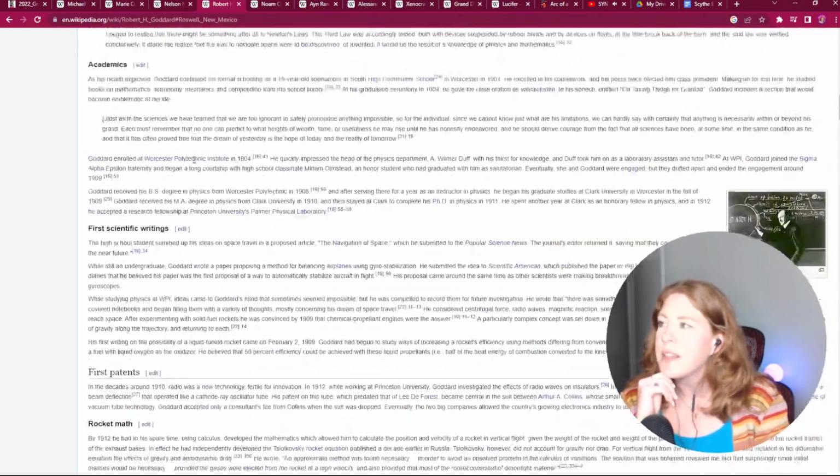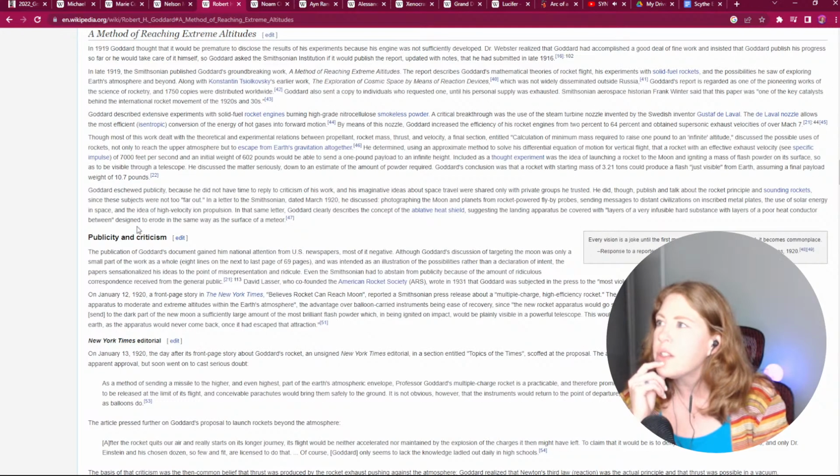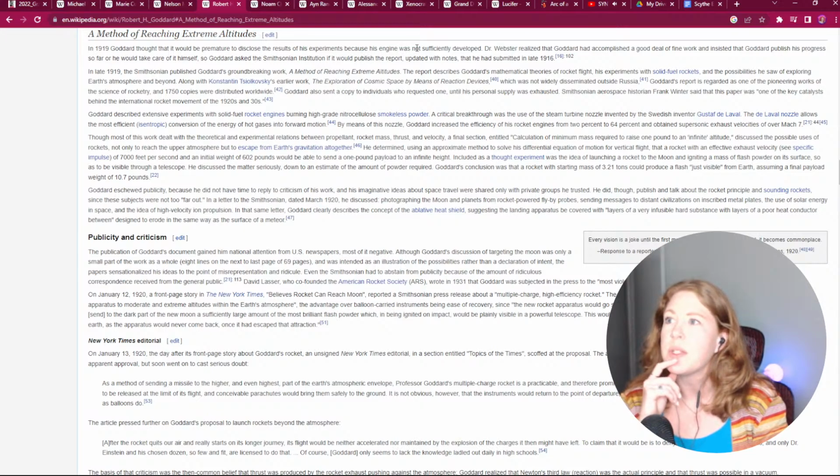Let's look back at this table of contents real quick. A Method of Reaching Extreme Altitudes is one of his articles. Let's see. He thought it would be premature to disclose the results of his experiments because his engine was not sufficiently developed. Dr. Webster realized that Goddard had accomplished a good deal of the fine work and insisted that Goddard publish his progress so far, or he would take care of it himself. So Goddard asked the Smithsonian Institution if it would publish the report with updated notes that he had submitted in late 1916. They published his work in 1919.